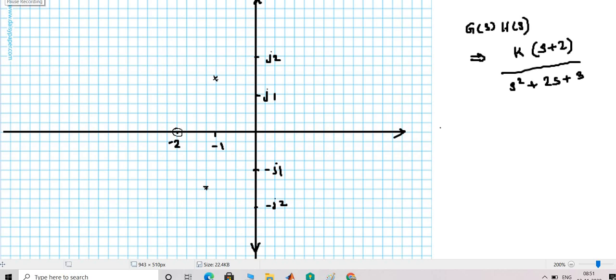So today we are going to discuss another problem on root locus. Here the question is, draw the root locus of a unity feedback system having open loop transfer function G(s)H(s) equal to K(s+2) divided by s(s^2+2s+3). So we have to plot the root locus.